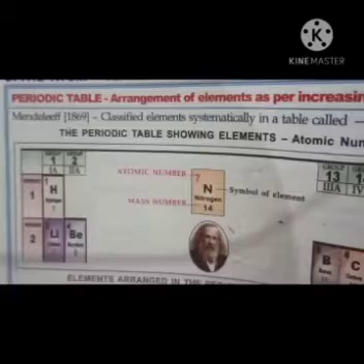Neutrons don't have any charge. Okay, now today let's first continue with what atomic number is and what mass number is.